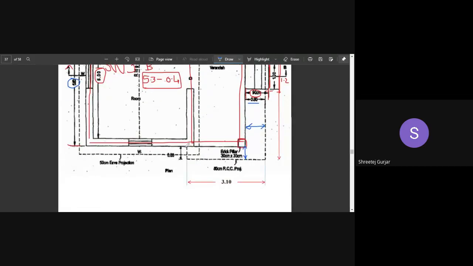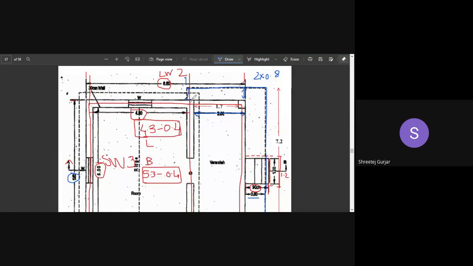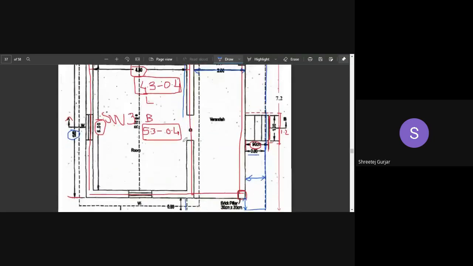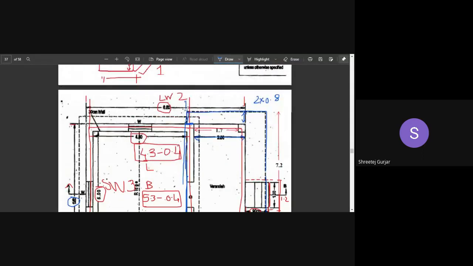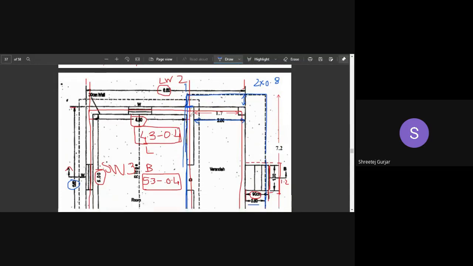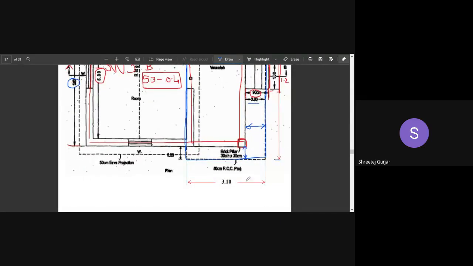So your entire thing from here to here is your RCC slab, which they have shown over here. They have considered this inside as a bearing for your slab. It is going inside your wall as a bearing. So this is your entire slab. I have drawn a rectangle, and if you calculate all these dimensions, it is 7.2 and 3.1. I have shown. Let me just erase.